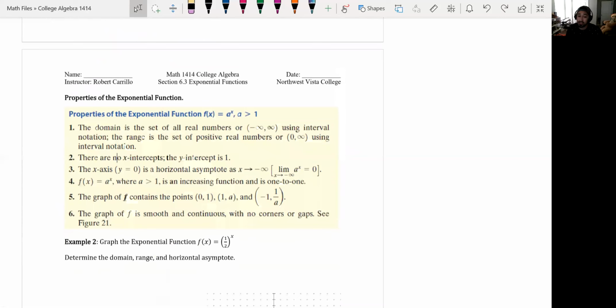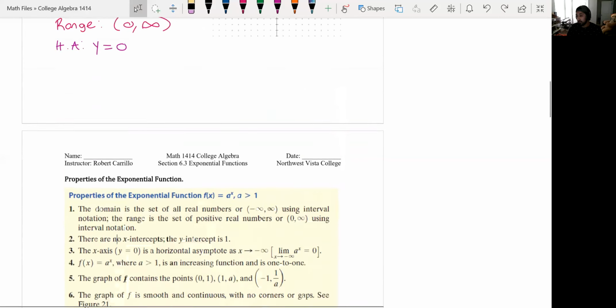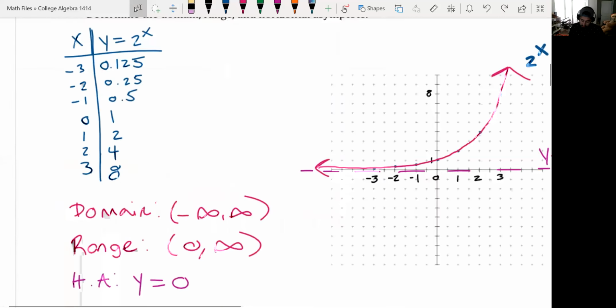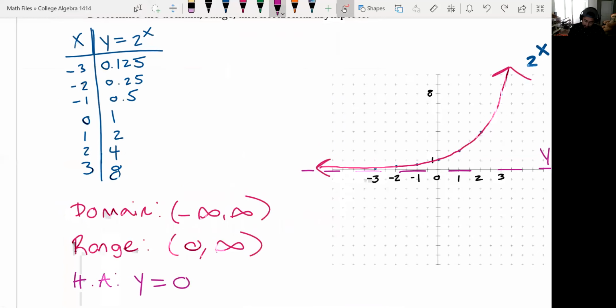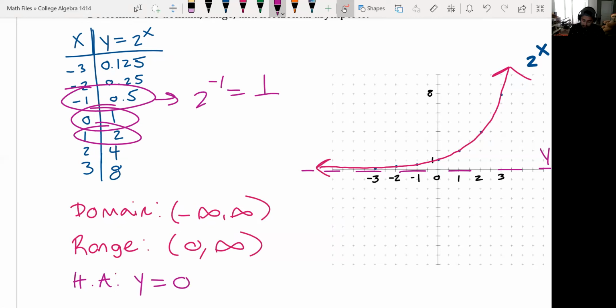The graph of f contains the points (0, 1), (1, a), and (-1, 1/a). We can prove that by our chart. So it says you'll contain the points (0, 1), (1, base), and (-1, 1 over the base). So if you were to plug that in, 2 to the negative 1 is just 1 over 2, which is 0.5. So we contain all 3 points that those properties state.